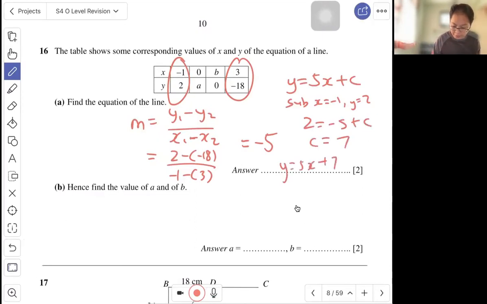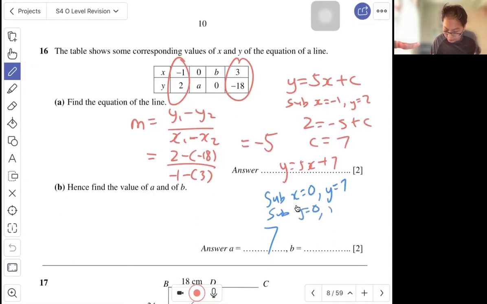Then find a and b, just sub in. Sub x equals 0, then y will be 7, so a is 7. Then sub y equals 0, then x equals 7 over 5. So b is 7 over 5.